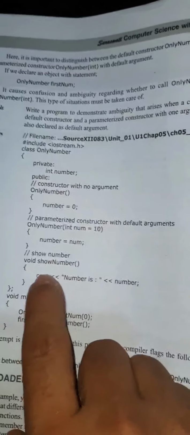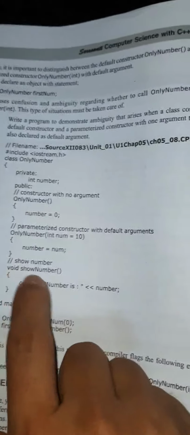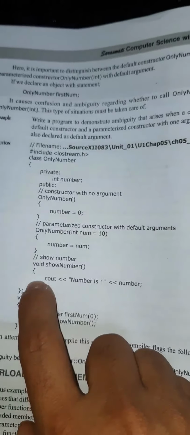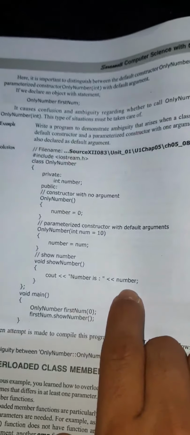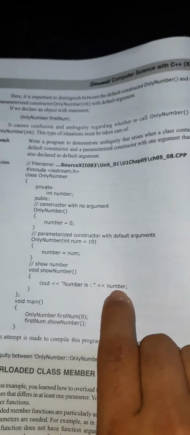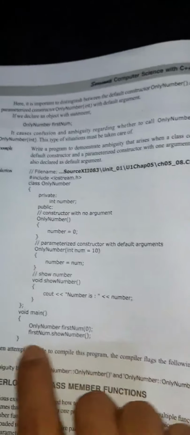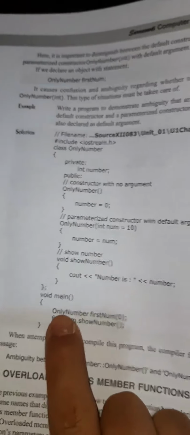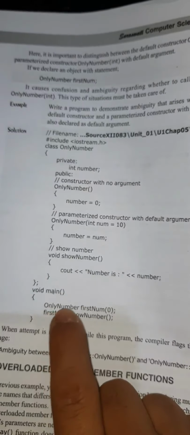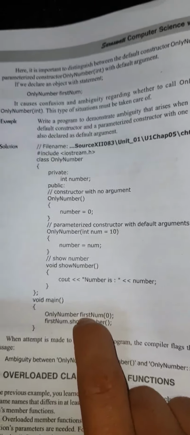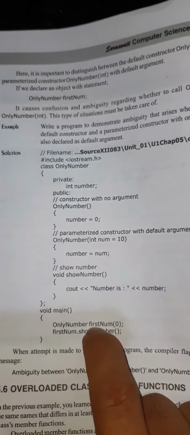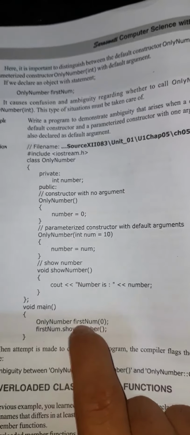So this is the normal member function definition, void show number. Under this function body, a cout statement displays the number, so that value will be displayed, either 0 or 10. Now in the main function, the call to the parameterized constructor or the default parameter is written here. Here we have the class name with the object name declared.